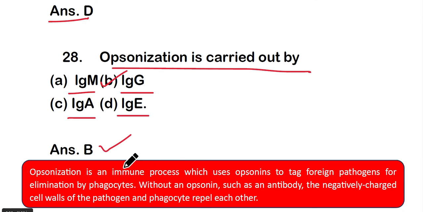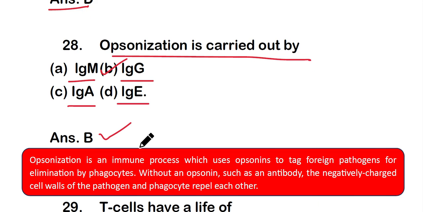Opsonization is an immune process which uses opsonins to tag foreign pathogens for elimination by phagocytes. Without an opsonin like an antibody, the negatively charged cell wall of the pathogen and the phagocyte repel each other, so they cannot bind to each other. So opsonins help to bind the pathogen with the phagocytes to remove those pathogens from the body. So this is called the opsonization process.